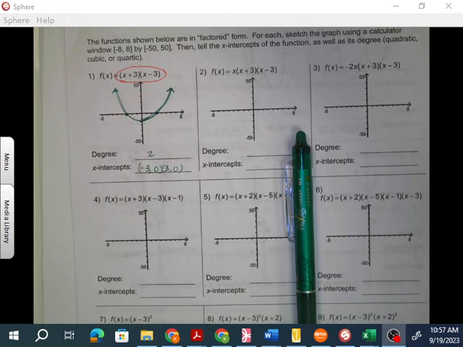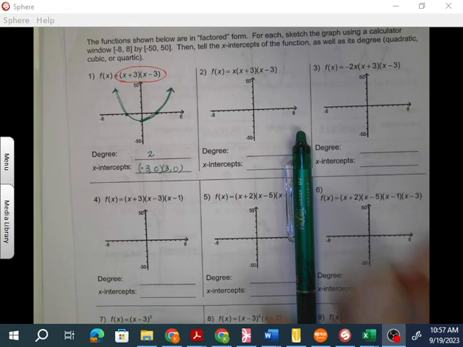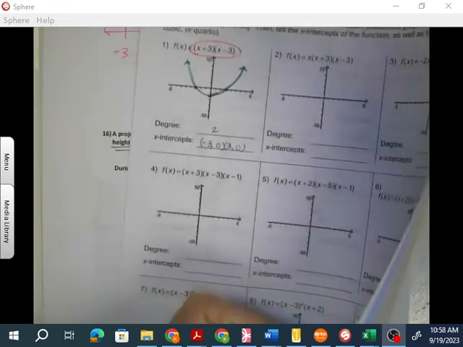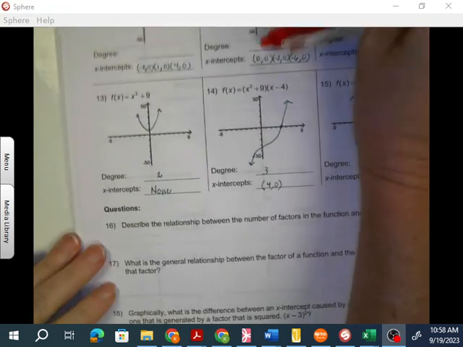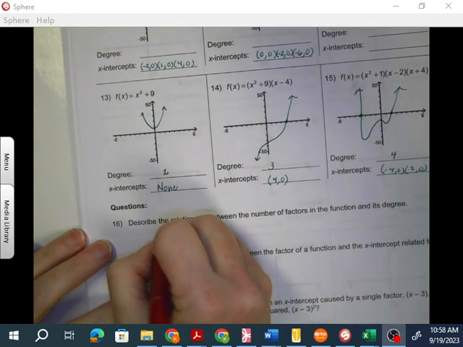So it has 3 factors, and what's the degree? 3. So what's the relationship between the degree and the number of factors? Number of factors equals degree.